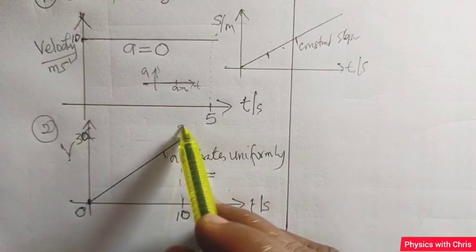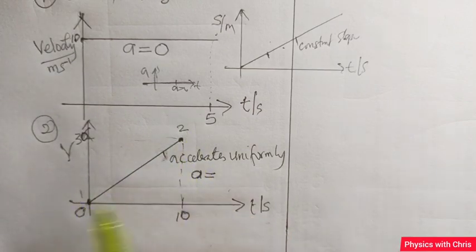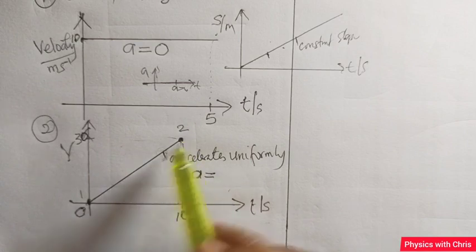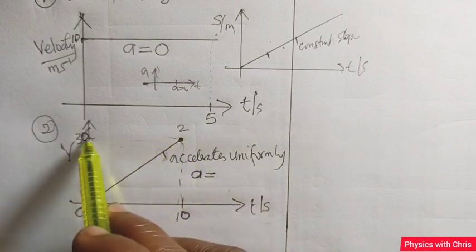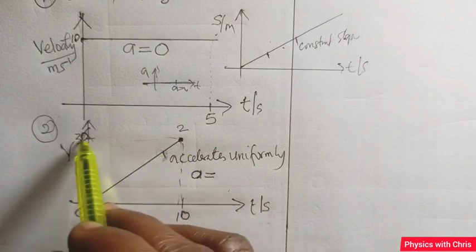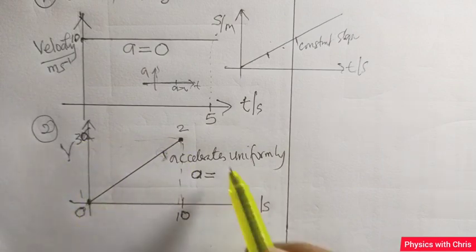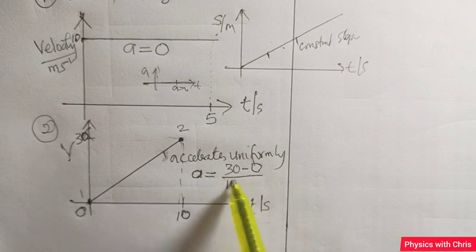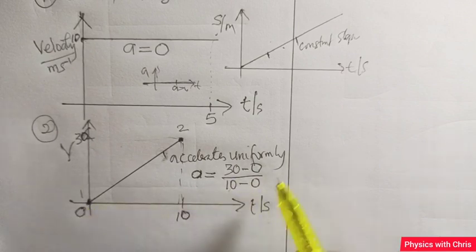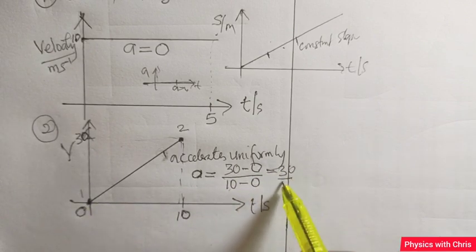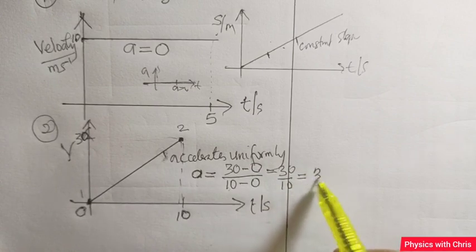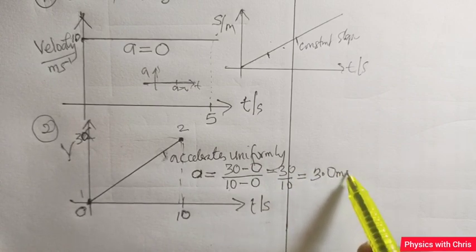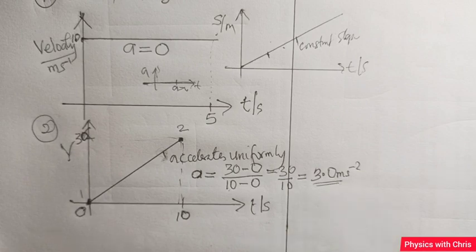And I can use 2 points. Let me call this one point 2 and this one point 1, and then I draw my slope triangle. So that change in velocity: v2 is 30, and my v1 can be my point 1, which is 0. 30 minus 0 over t2, 10, minus t1, 0. So that will give me 30 over 10. That means the body is moving with a constant acceleration of 3 meters per second squared.